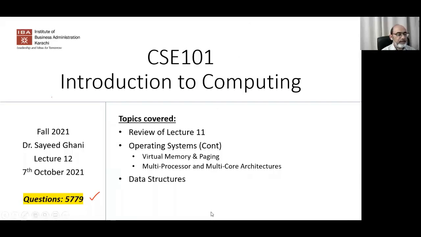Let's start with a quick review of lecture 11, and then we'll go on to our current lecture, which is essentially going to complete, hopefully complete the operating systems section. And then time permitting, we will hopefully go on to the next major topic, which is data structures. All right.